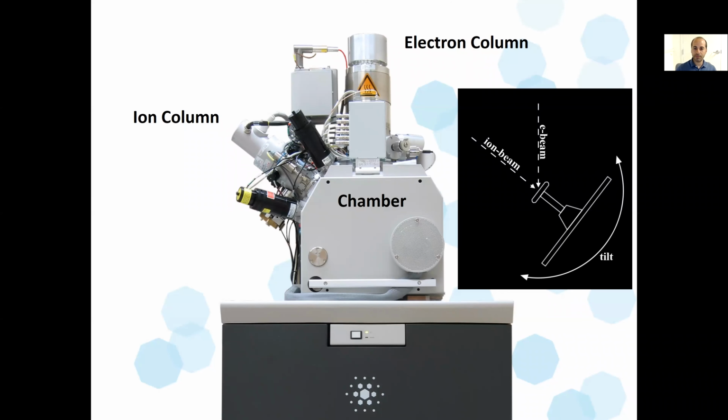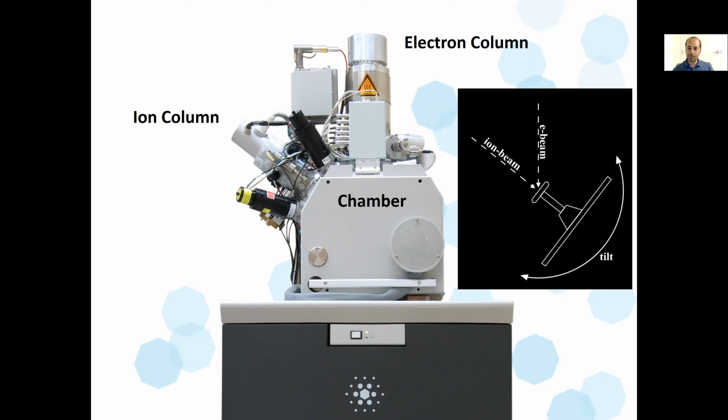This is the basic layout of the system. The samples are loaded into a vacuum chamber, and there are two columns. Again, this is a dual beam system. There's the electron column, which is the vertical column coming down, and then we have the ion column off to the side. On the inset on the right, you can see the relative orientation of the two beams as they come down and hit your sample.